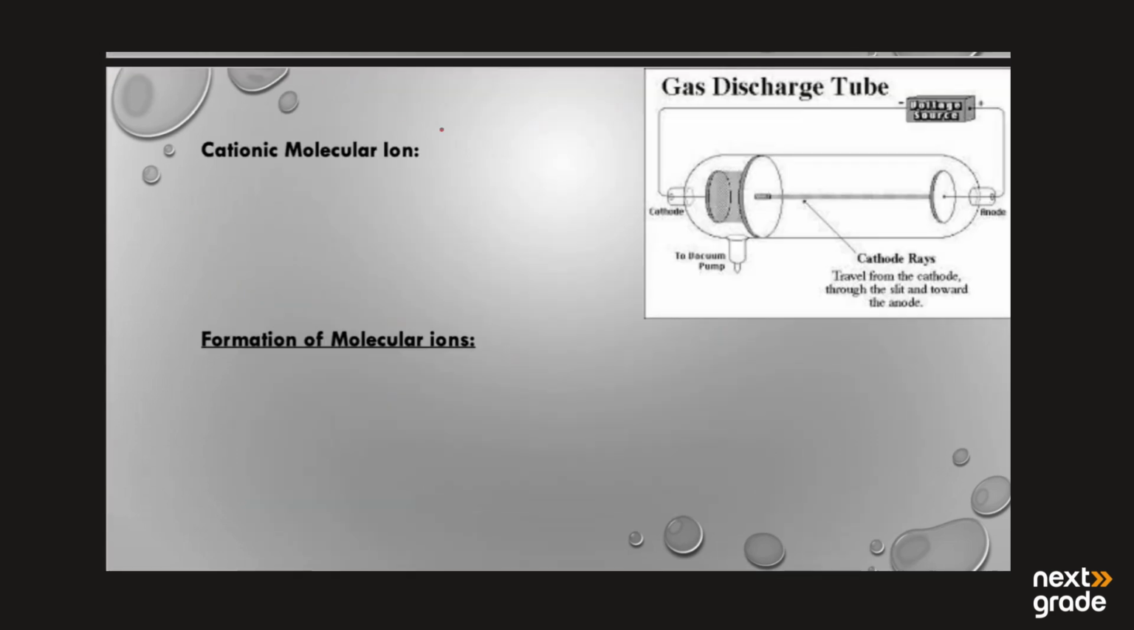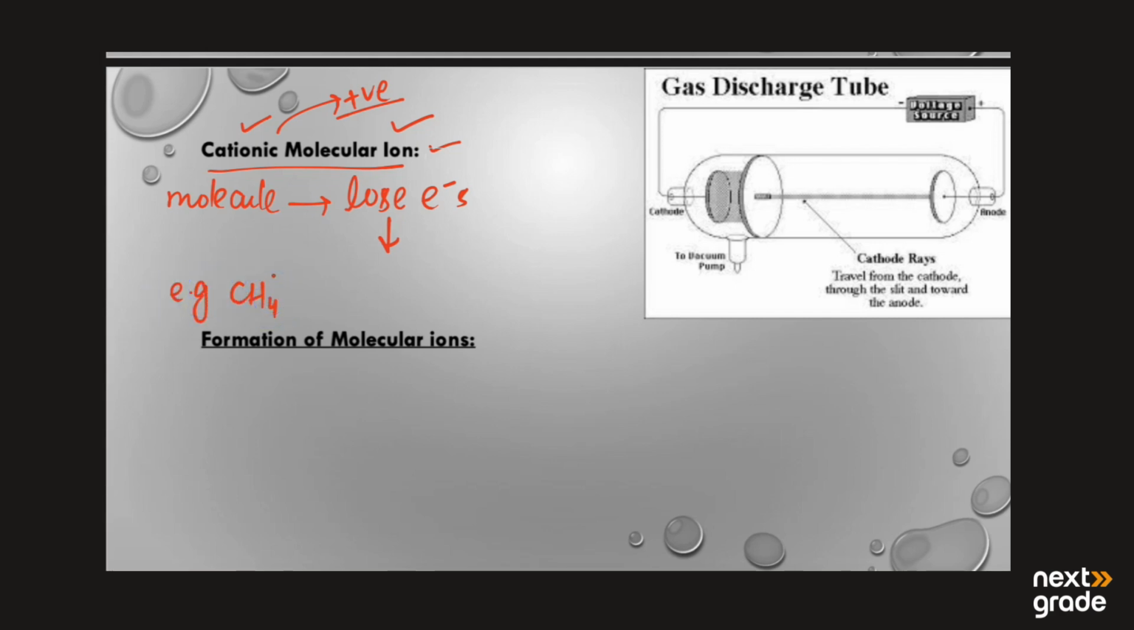The first type of molecular ion is known as the cationic molecular ion. The word cationic denotes a positive charge. So when a molecule simply loses an electron, the resulting species is known as the cationic molecular ion. We have a lot of examples of cationic molecular ions. For example, when methane loses electrons, it forms CH4 positive. Then we have helium, it has a positive charge, it is a molecular ion. We have nitrogen, N2 positive, which is an example of a cationic molecular ion.